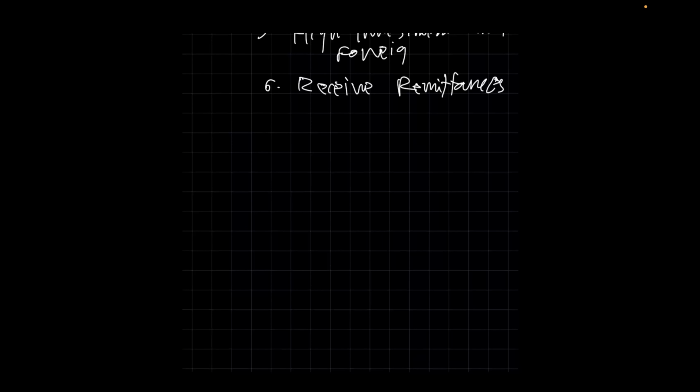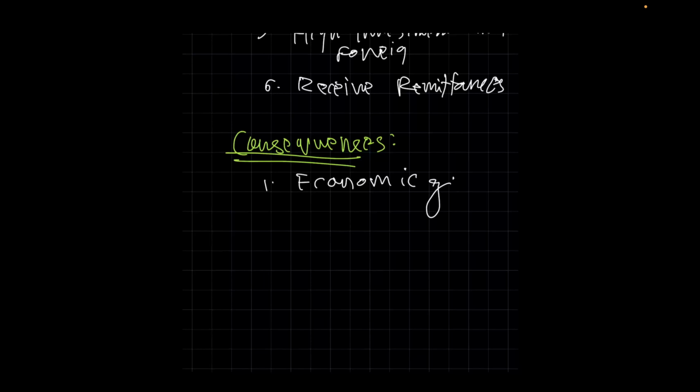Now let us look at some of the consequences of a surplus in your current account. Whenever you have a surplus, you have economic growth. Why is this? As you know, aggregate demand has one key component called net exports, exports minus imports. When you have more exports than imports, aggregate demand increases. Then you have appreciation of your currency, so your currency grows stronger in value.